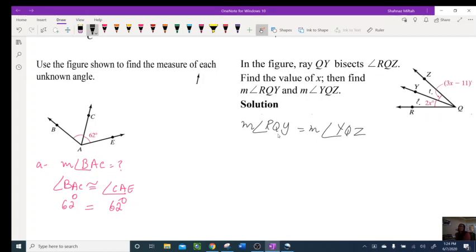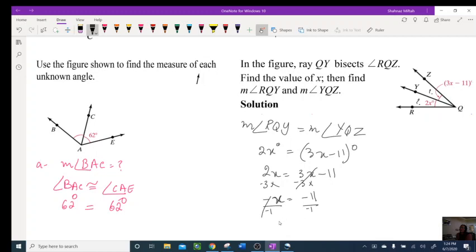So what is RQY? It's 2x, and that one is 3x minus 11, with the degree sign on top of it. Okay, so how do I do it? Combine like terms, like a simple equation that we saw. I'm just going to write it without the degree sign. So you subtract 3x from both sides. I got negative x equals negative 11. You keep the sign on the left. This negative is not acceptable with the variables. We have to divide or multiply by negative 1, either one. So x is equal to positive 11 because they cancel out.